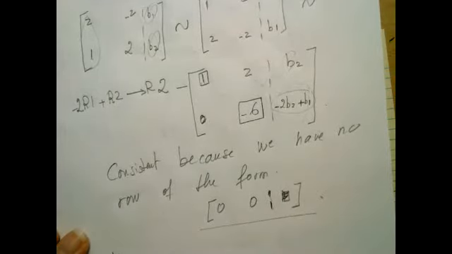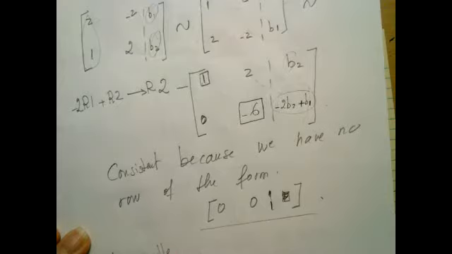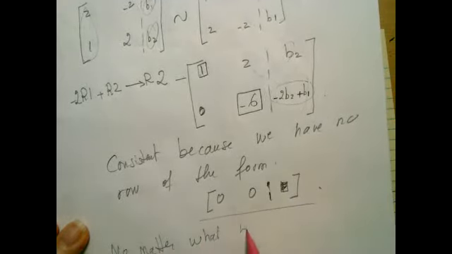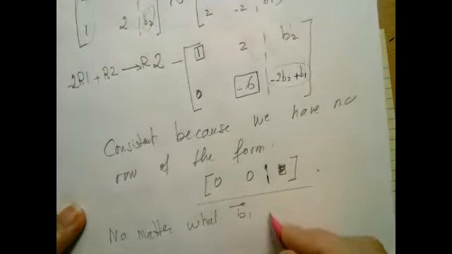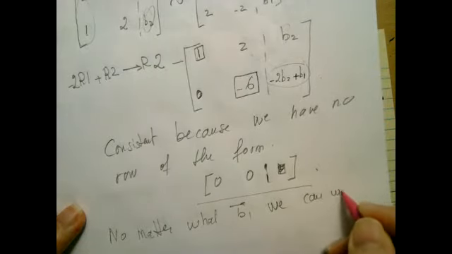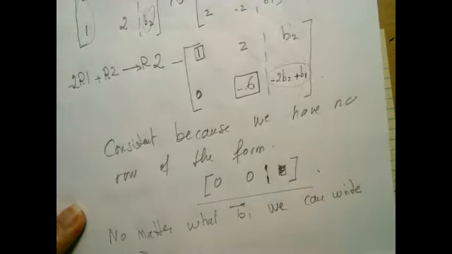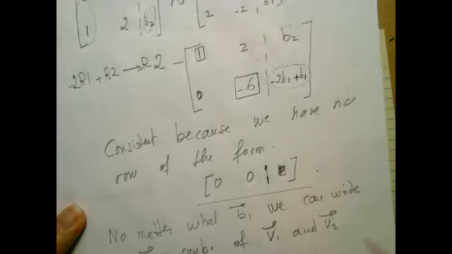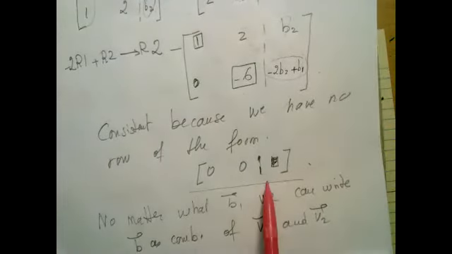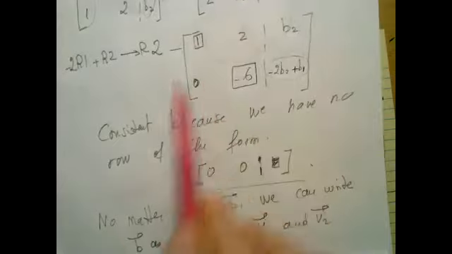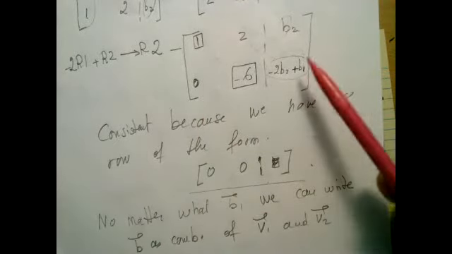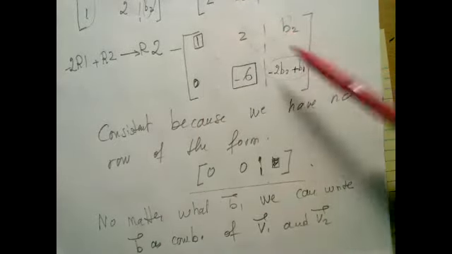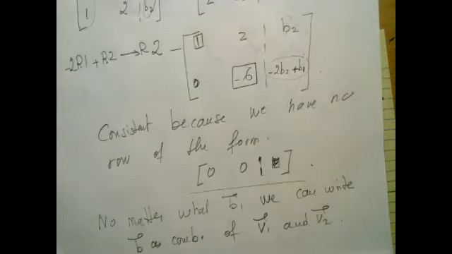It means no matter what the vector B is, regardless of what the vector is, algebraically we can write B as a combination of the vectors V1 and V2. So this is consistent because this cannot occur. I have a leading and a leading, so that's why it is consistent. Therefore, no matter what I put here, I can solve. So if I put for vector V1, V2, 100, 200, I don't care. I can always find a solution.